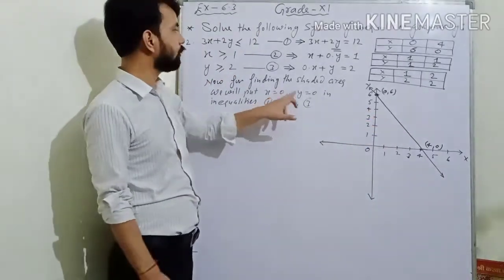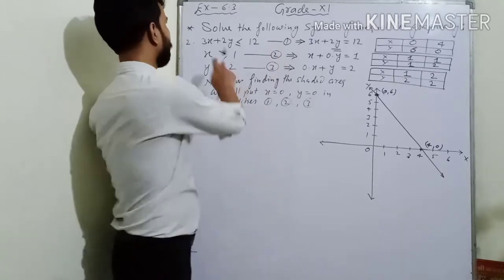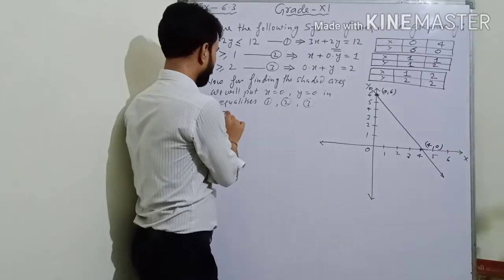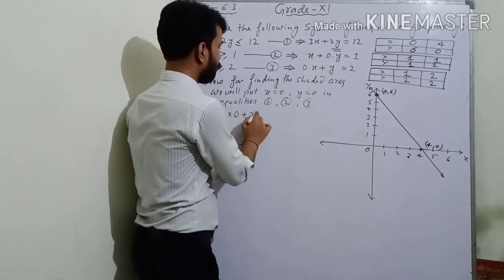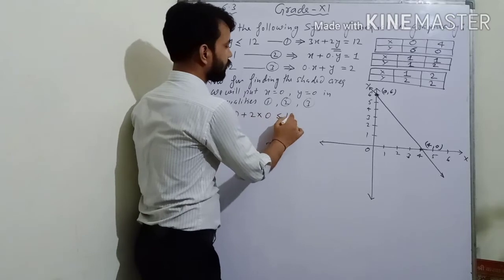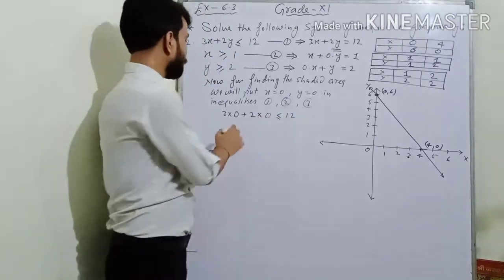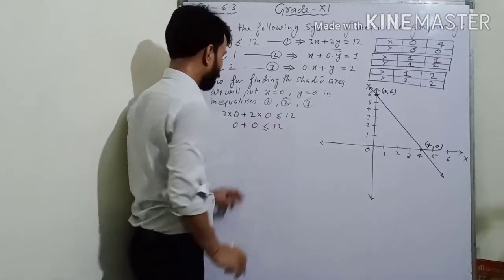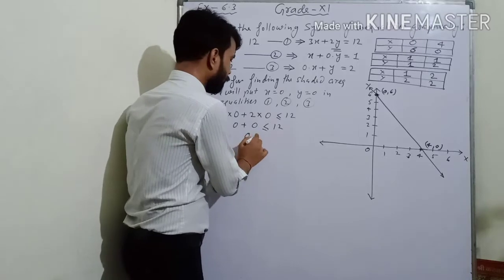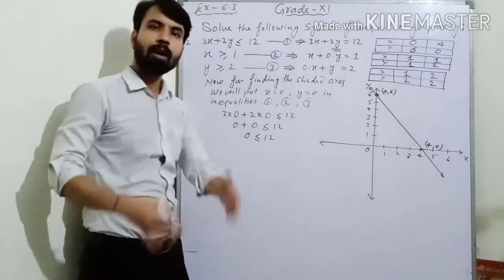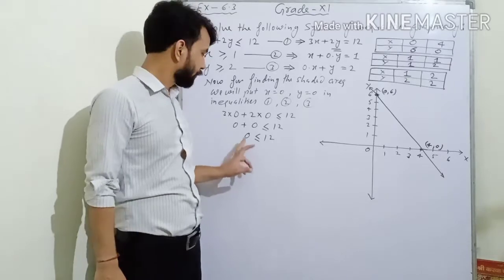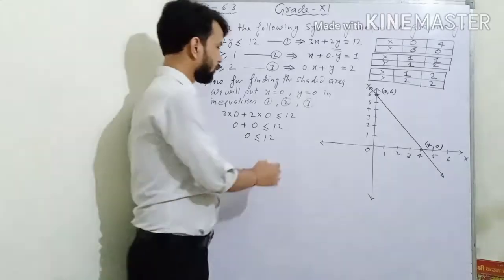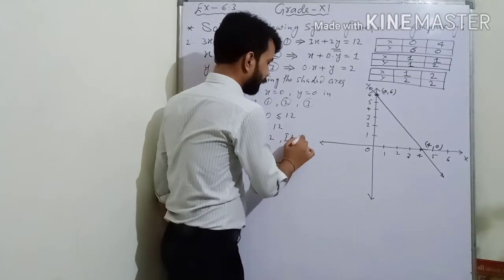First of all, we will check the first inequality. We put x equal to 0, y equal to 0 in the first inequality. The first inequality is 3x plus 2y is smaller than or equal to 12. So 3 into 0 plus 2 into 0 is smaller than or equal to 12. 0 plus 0 is 0, which is smaller than 12. Now tell me, is this condition true or false? 0 is always smaller than 12. So it is true.